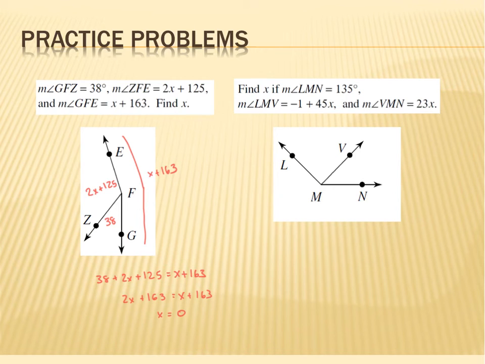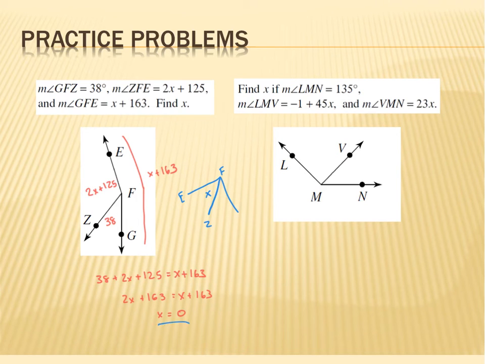This is okay. Don't freak out. 0 is still a number. The reason why 0 equals x works is because x is not the measure of an angle itself. So that means that ZEF is 125 degrees. The only instance where you couldn't have this happen is, let's say angle ZFE was the measure of x. The measure of angle ZFE was x.